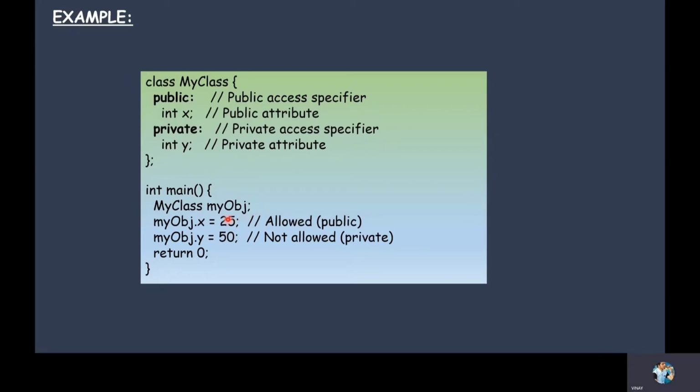Here x is a public access specifier, therefore it can be accessed from outside the class. Then myObj.y, here myObj is an object and y is a data member and it is a dot operator. Here we call the data member y by using the object name and dot operator and initialize the value of y as 50, but it is not allowed from outside the class because it is a private access specifier. It can be accessed only by member functions of the class. Then return 0 closed with the closed curly bracket.